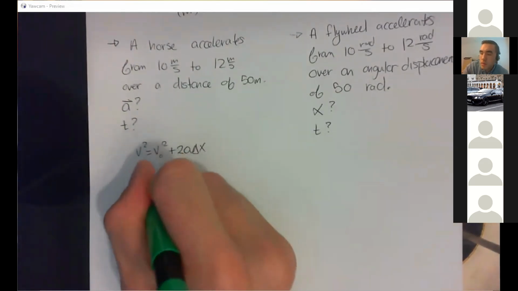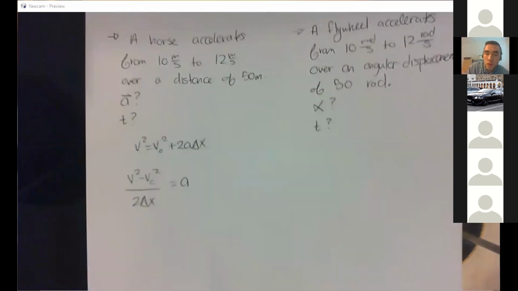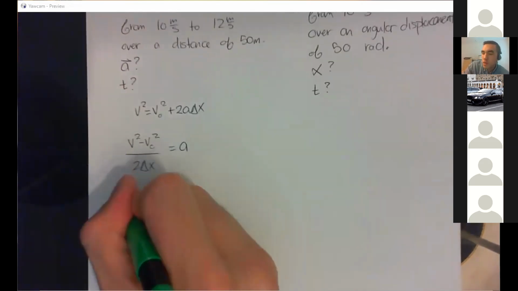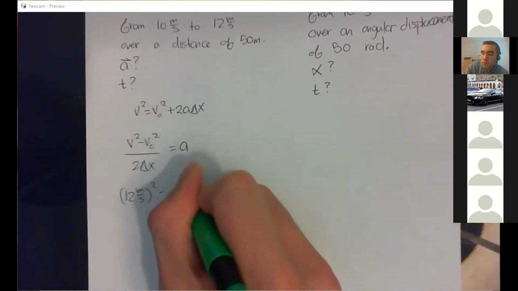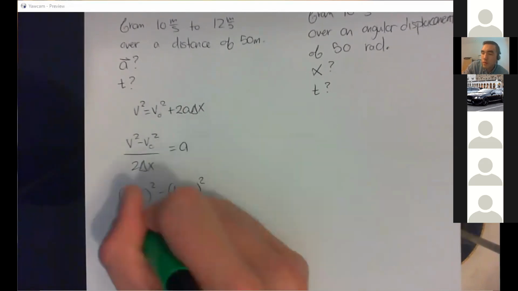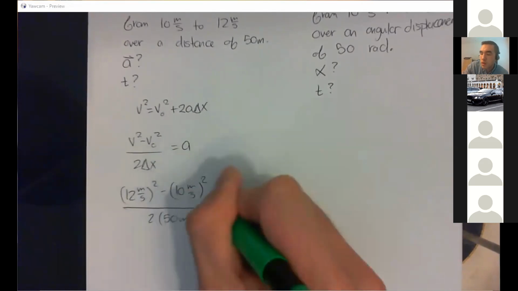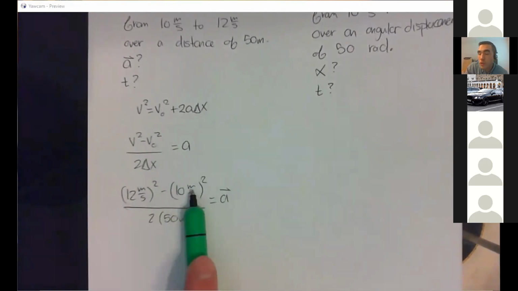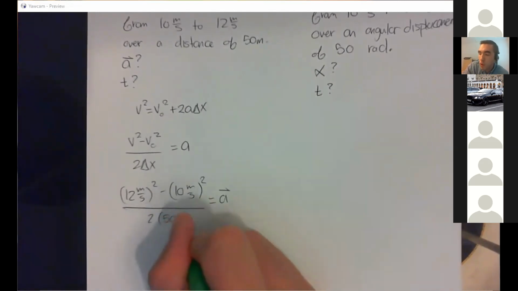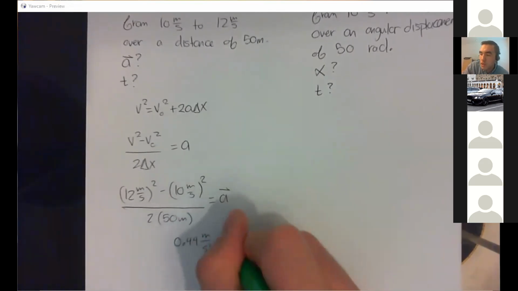I solve this for a. V squared minus v sub o squared divided by 2 delta x will give me a. And now the rest is plugging and chugging. So that's going to be 12 meters per second squared minus 10 meters per second squared divided by 2 times 50 meters. This is going to be equal to our acceleration. This is going to be 144 minus 100, which is 44. 44 then divided by 100 will give us 0.44 meters per second squared of acceleration.